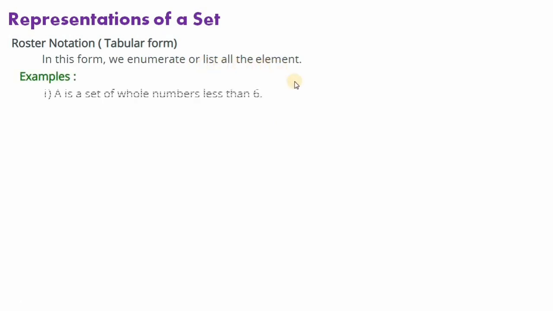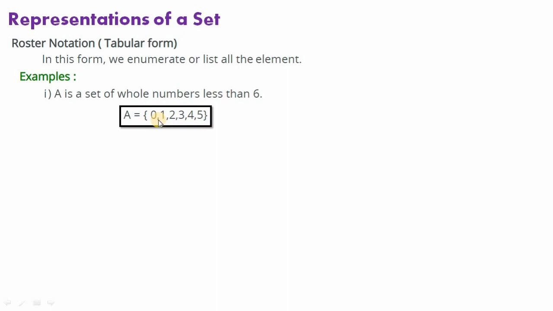For example, as I said, capital letters denote a set. First, capital A is a set of whole numbers less than 6. What are the whole numbers less than 6? They are 0, 1, 2, 3, 4 and 5. If I keep these numbers in a curly bracket, this becomes my roster form or tabular form, where I have enumerated all the elements.